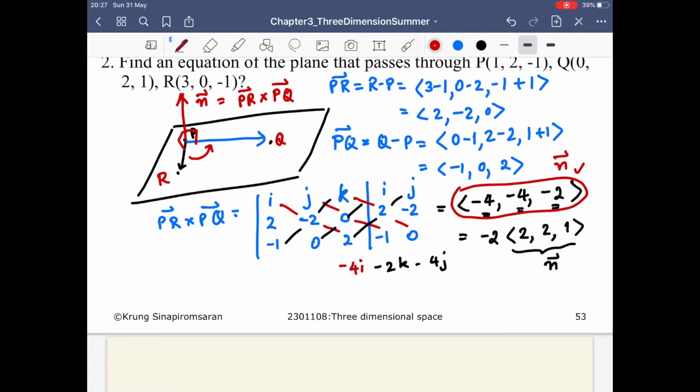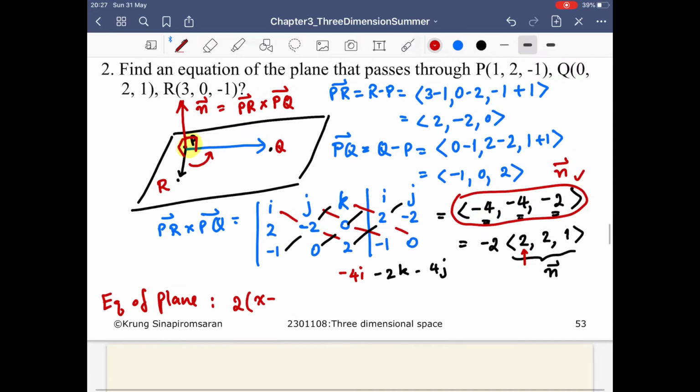You got 3 points that are on the plane, so you just pick one of them. Let me pick P. So the equation of the plane becomes, let me use the one that we already reduced, a(x minus the first component of P) plus b(y minus the second component) plus c(z minus the third component, which is -1, so it is plus 1), equals 0.